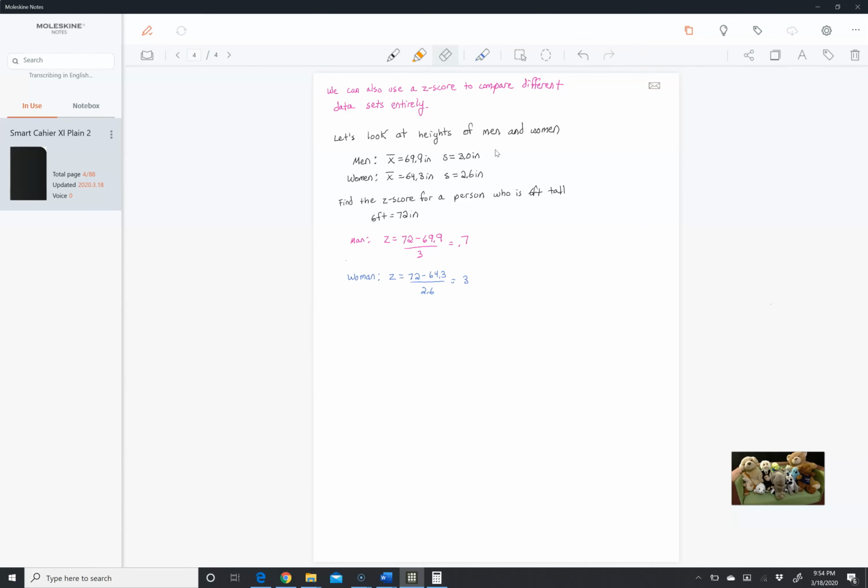So big difference. This is very tall for a woman. Okay, it's unusual. Whereas this, it's not so tall for a man. And I wouldn't say it's common, but I would say it's not uncommon. Okay.